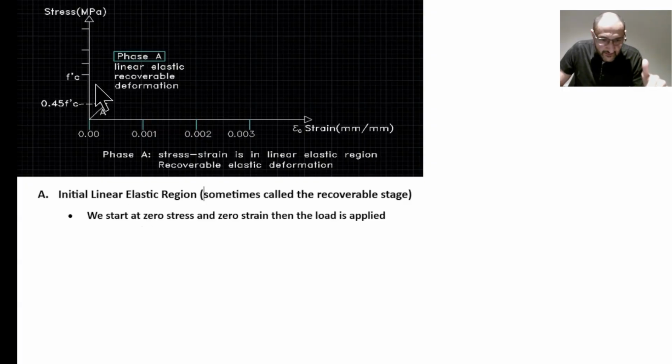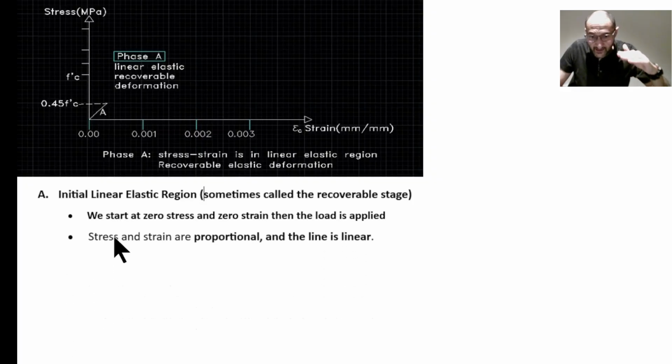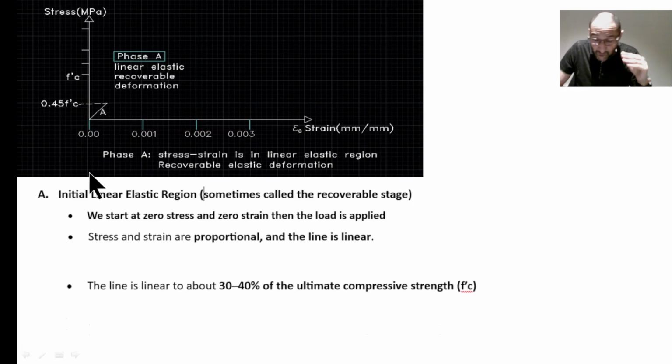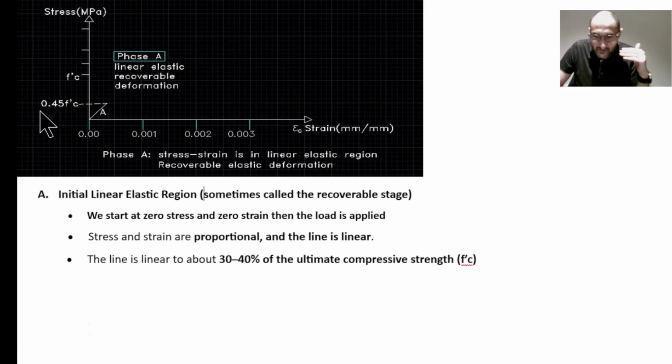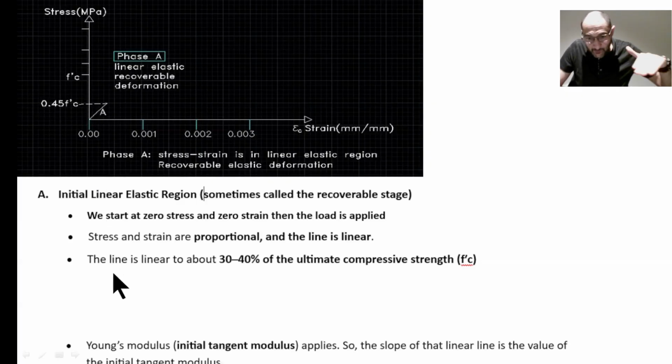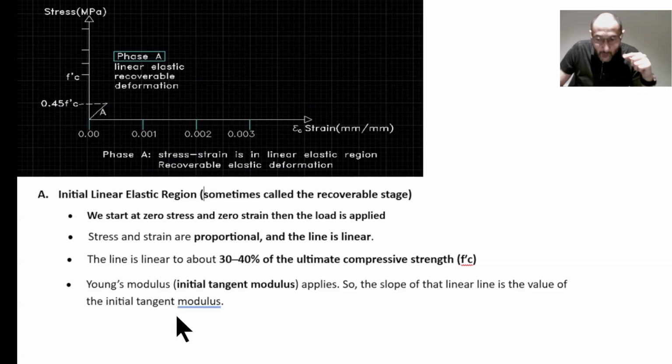We start here at zero stress, zero strain. Once we apply the load from the CTM, the load is gradually applied. The stress and strain are proportional, and that line here is linear. The line is linear to about 30 to 40%, sometimes up to 45%, of the ultimate compressive strength f'c. Young's modulus, the initial tangent modulus, applies with this line. So the slope of that linear line is the value of the initial tangent modulus.